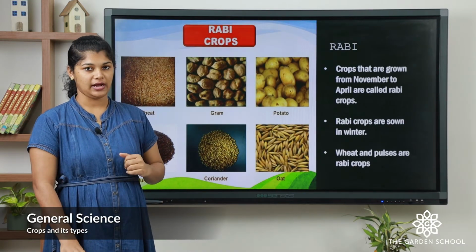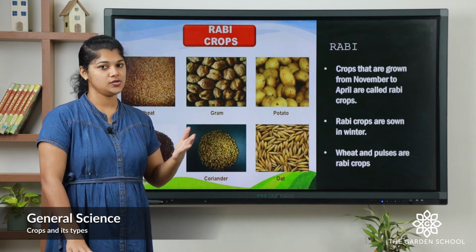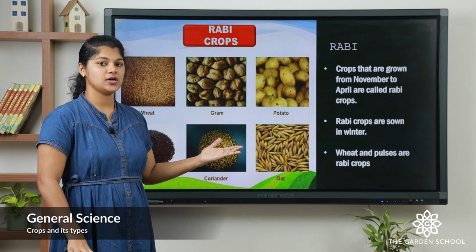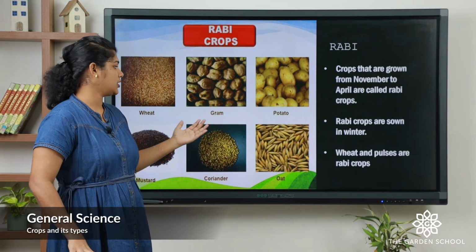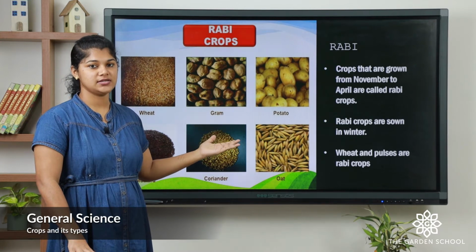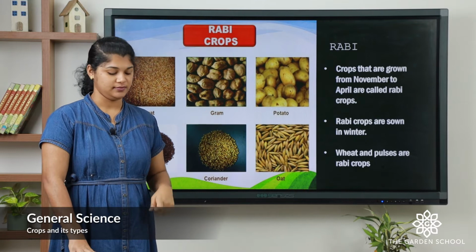Let's see about rabi crops. The rabi crops are grown from November till April and they are sown in the winter season. Let's see what the rabi crops are. You can see here wheat, pulses and potato are grown in the winter season.